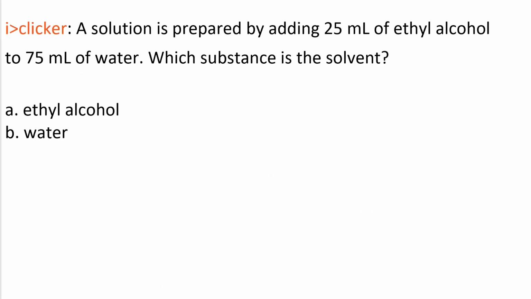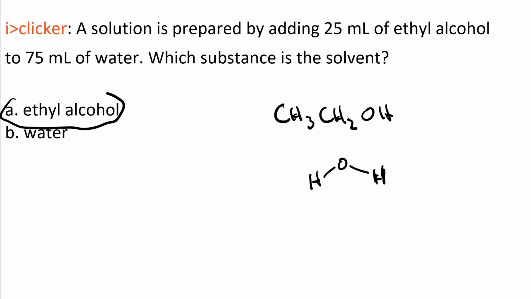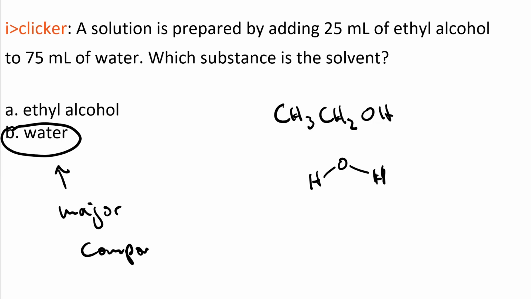If you make about 100 milliliters of solution by mixing 25 milliliters of ethyl alcohol, that's CH3CH2OH, with 75 milliliters of water, H2O, or HOH, which substance is the solvent? That's right. Water is the solvent because it is the major component. So by volume, 75% of this is water. Water is the solvent.